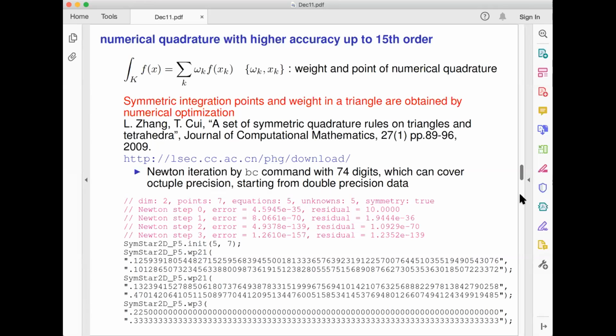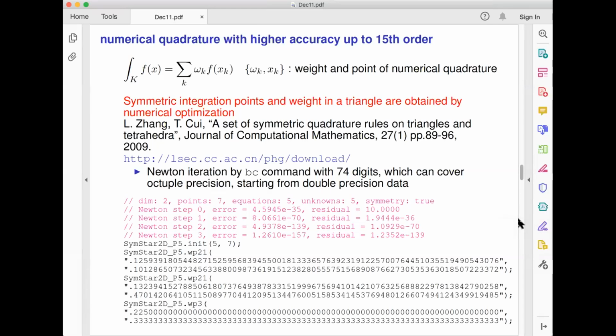unfortunately, they provide us a good script for the BC command, which can achieve arbitrary accuracy. In the original paper, the table consists of almost double precision plus a little bit higher accuracy. But starting from such data, we can continue with Newton iteration, and then finally I can get very high precision data. It's very simple, just run the code. So now I have prepared these integration points with 74 digits, which covers octuple precision. It is much higher than quadruple precision, but it could be useful in the future. So now I have prepared the numerical quadrature rule.